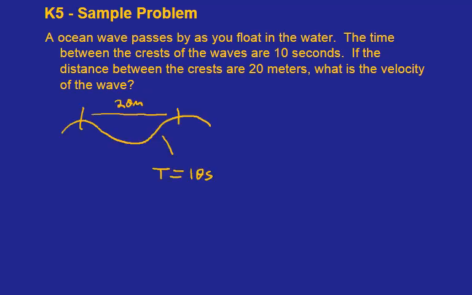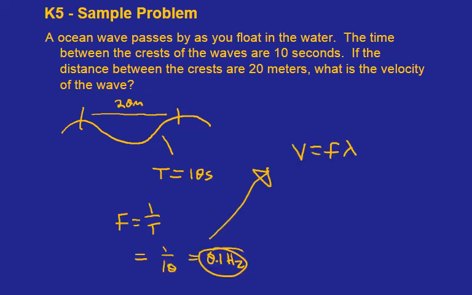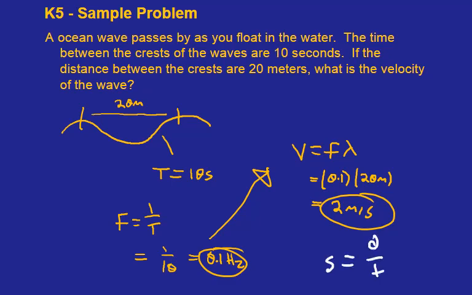Okay, so 20 meters is the wavelength. The time is 10 seconds, and therefore the frequency is 1 over the period, so 0.1 hertz, and therefore the speed of the wave is 2 meters per second. You could have also used speed equals distance over time, right? And that would give you how far or how fast it goes: 20 meters in 10 seconds.